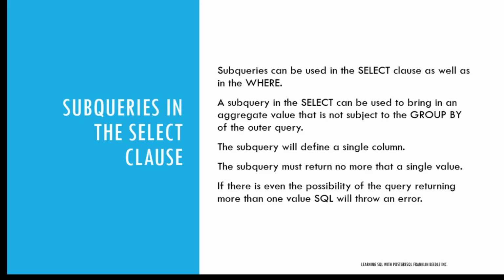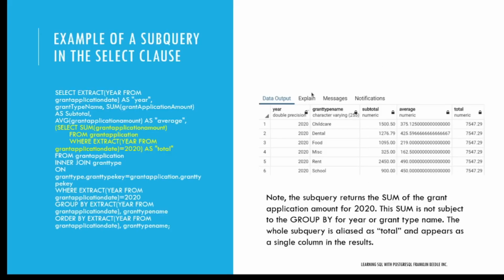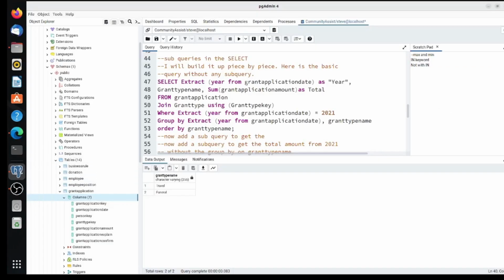So let's look at the subquery that I prepared. I will be going through it in pieces. The first part doesn't have a subquery at all. It's just a join. So I'm going to get the year, I'm going to get the grant type name, and I'm going to get the total amount that was asked for. To make this a little bit simpler than it could be, I'm going to limit it to the year 2021. I'm joining grant application with grant type, so I can have the grant type name. Again, I'm extracting the year, which means I have to group by it, and then I'm going to group by or order by grant type name. So there you have it. We have all the different types and the totals for that year for those types.